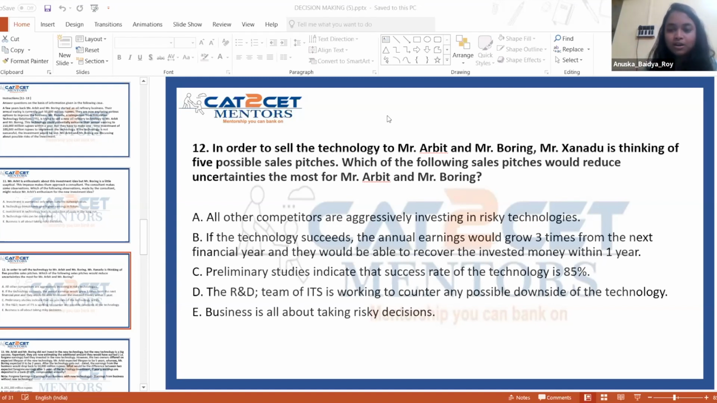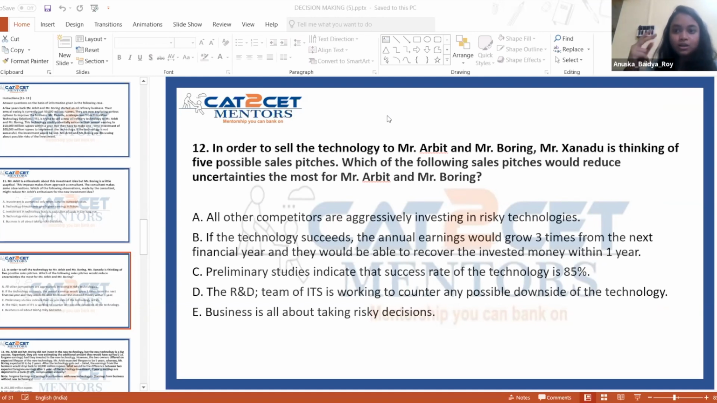Okay. So we can place B over D. B would be a better sales pitch than D. You're going and telling them my R&D is working, but you don't know if they will succeed. It doesn't make any sense, right? And E, business is all about taking risky decisions. Again, an irrelevant option that can be eliminated outright.